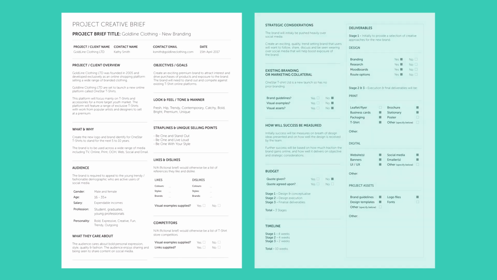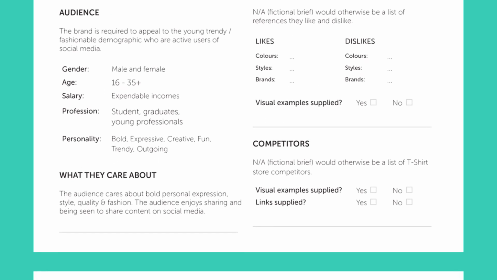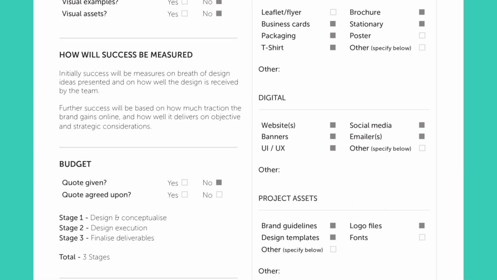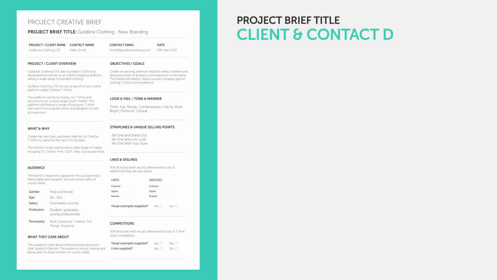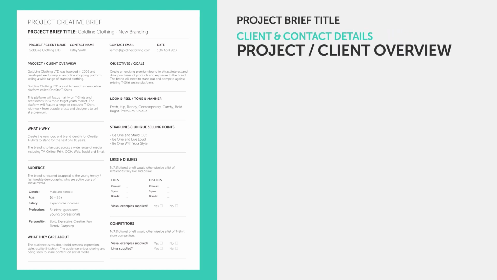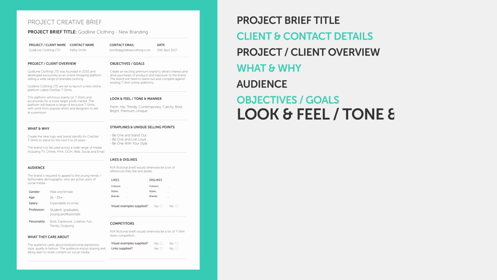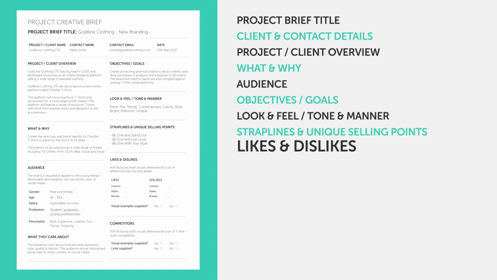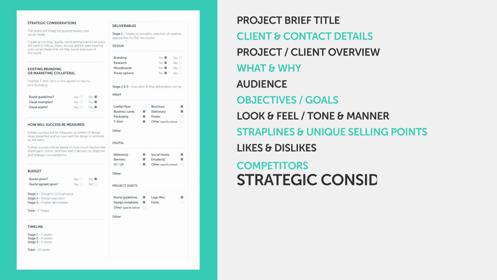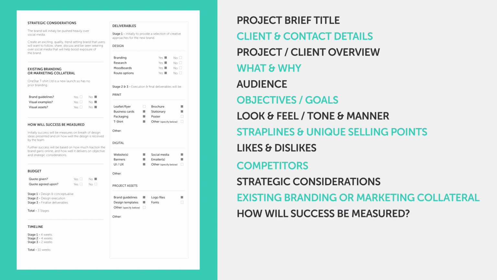Here is an example of a typical design brief, and here you can see how the criteria is structured in this example with all the supplied information. Looking at this example, we can see the criteria covered as follows: project brief title, client and contact details, project client overview, what and why, audience, objectives and goals, look and feel, tone and manner, straplines and unique selling points, likes and dislikes, competitors, strategic considerations, existing branding or marketing collateral, how will success be measured, budget, timeline, and deliverables.